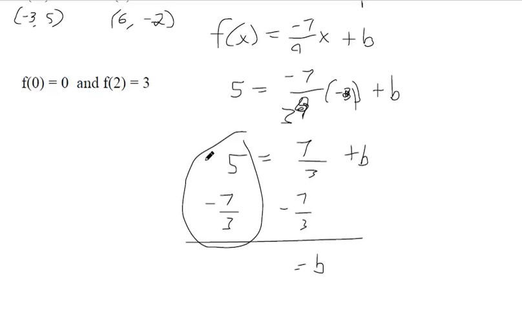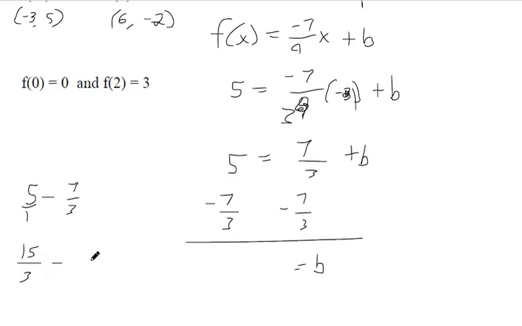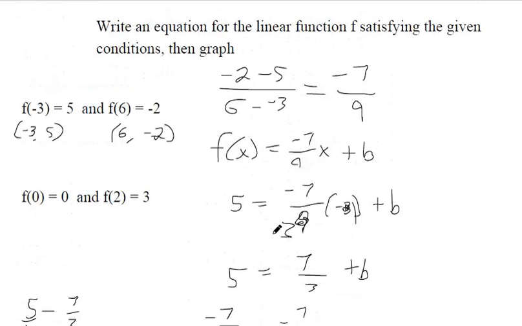Okay, and if you're not sure what this is, take it off to the side. You get 5 minus 7/3. We got to change this to a fraction. So that's 5/1. To get common denominators, I can multiply the top and the bottom by 3. And so 15 minus 7, I should know what that is. I'm a math teacher. So we got 8/3 for b. Now we've got the complete equation. Just make sure to put it back together. The function that represents the linear function between these 2 points, in other words, is f of x equals -7/9x plus 8/3.